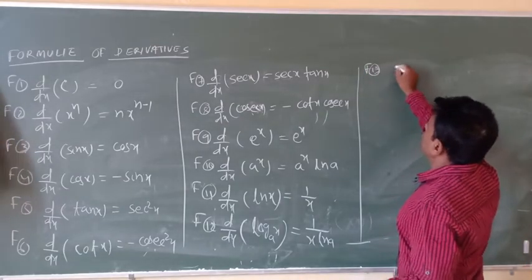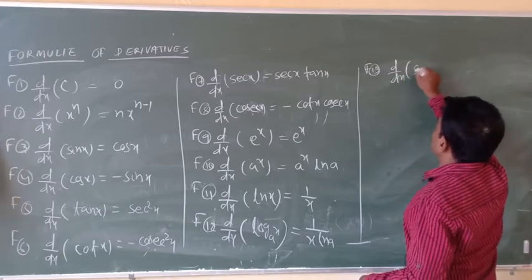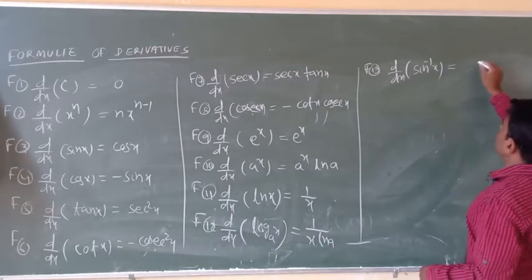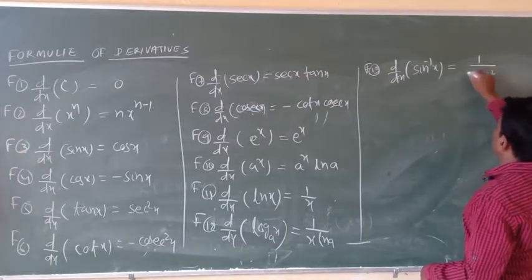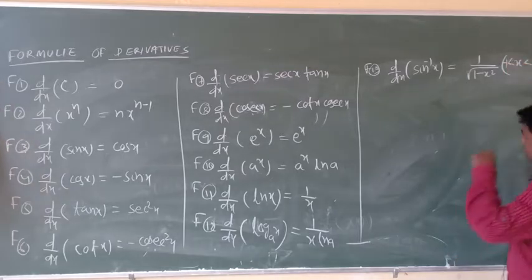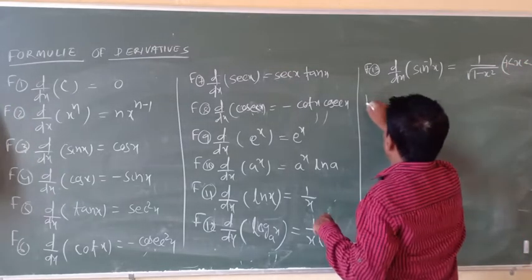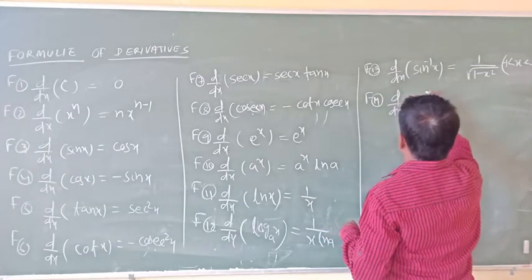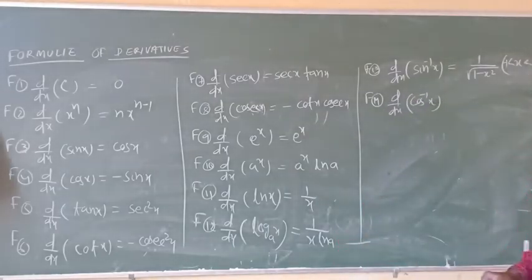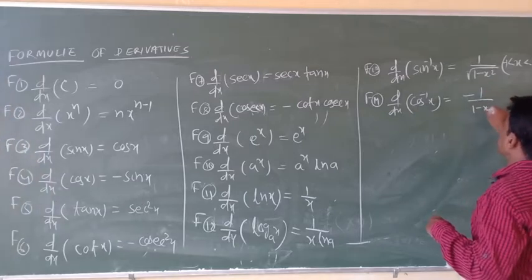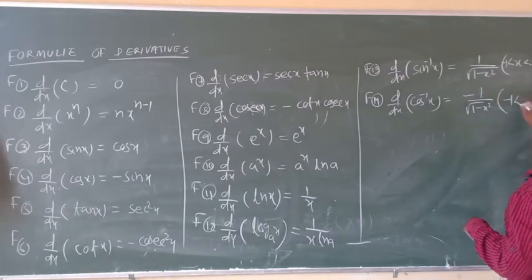Formula 13, d by dx of sin inverse x is 1 by root over 1 minus x square, where you remember x is always less than 1 and greater than minus 1. Formula 14, d by dx of cos inverse x. Since cos starts with the letter c, it becomes minus, same as sin, and the condition is also the same.